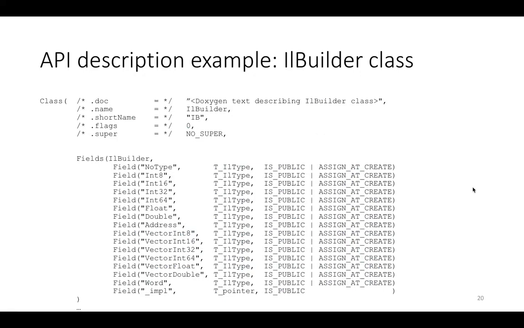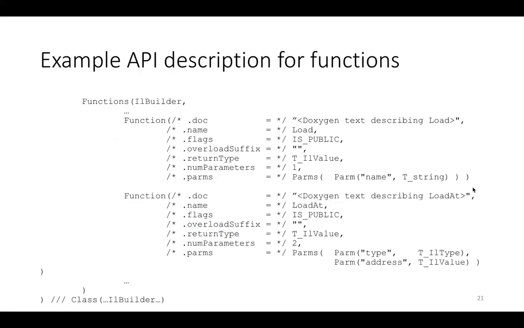So that's fields. You can also define functions. There's another macro called functions that allows you to specify all of the functions, and each function has a name, some attributes, you can define what its return type is, how many parameters it has, and then a fairly succinct way of describing parameters, their names and their types, etc., as part of the API. And so you can build up the full description of the various calls that you can make against the various JitBuilder classes using this kind of format.